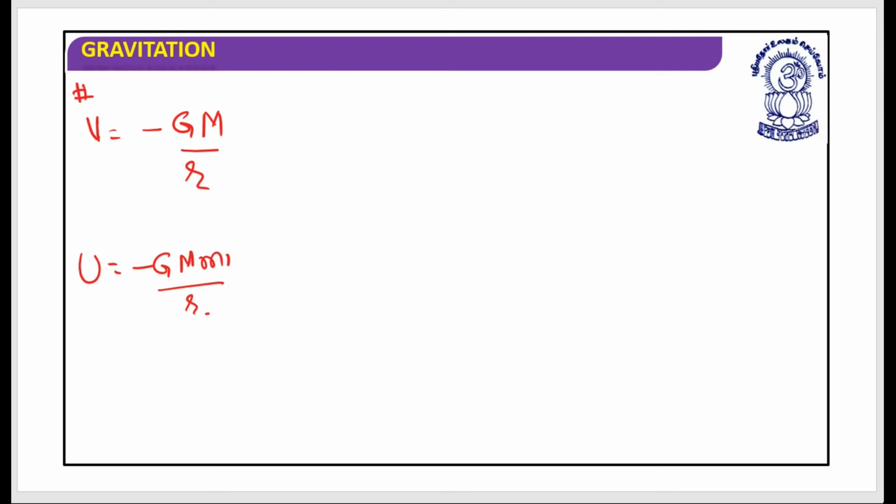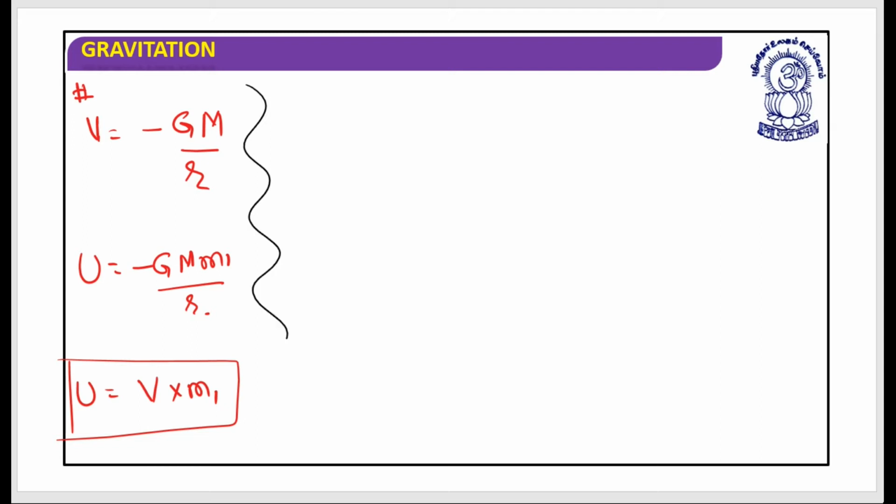So if I observe these two formulas very carefully, what I observe is that potential energy could be written as potential V multiplied by mass m1. Do you understand this? Are you sure? So are you able to use this? How are we going to use it?